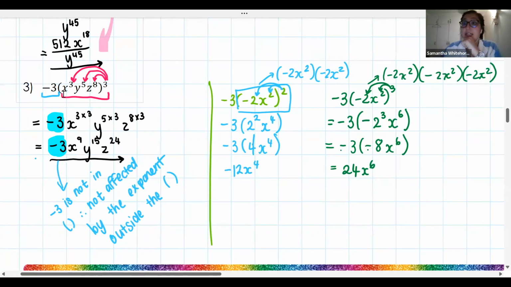Ma'am? Yes. What if there's no exponent outside the brackets? So if there's no exponent outside the bracket, we obviously won't distribute, and then you would multiply the negative 3 and the negative 2 to get positive 6. Oh, just the signs. Yeah. Exactly. Good. Thank you, ma'am. Good question, guys.